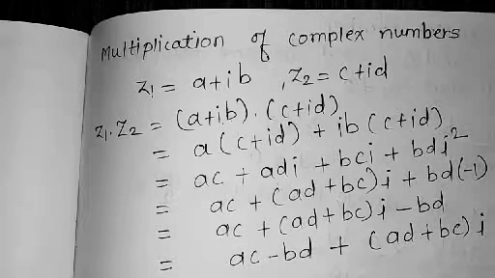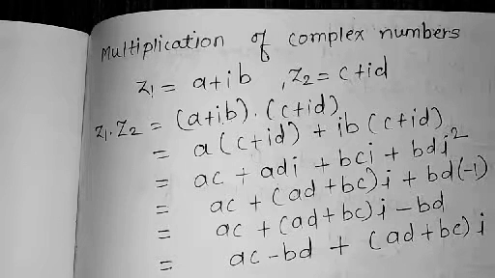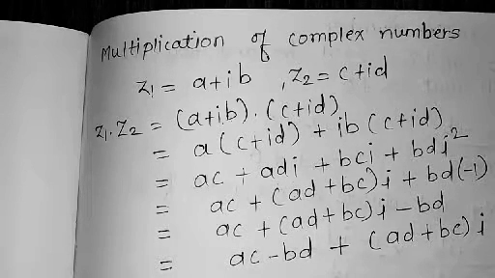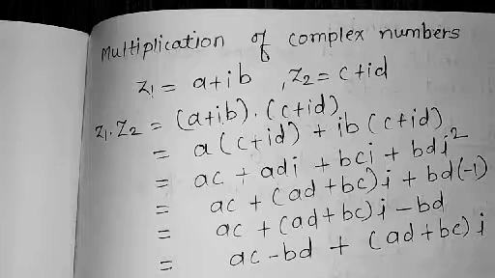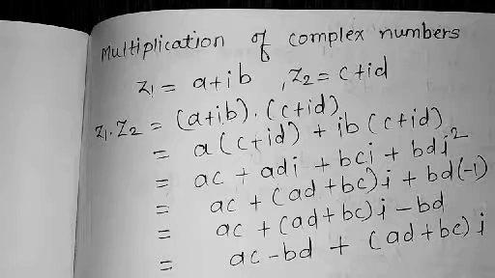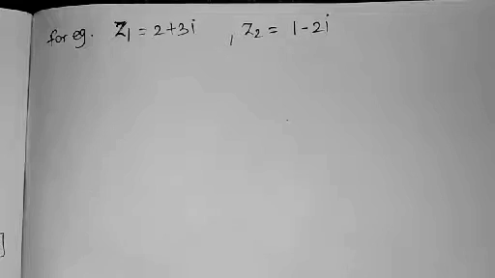So we simplify this and get the real parts together and imaginary parts together, that is (ac minus bd) plus (ad plus bc)i, and we have used here the value of iota square, that is iota square is equal to -1.